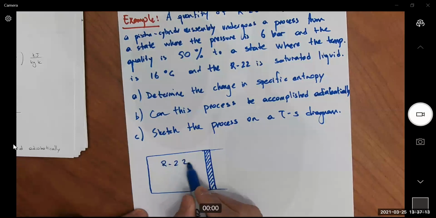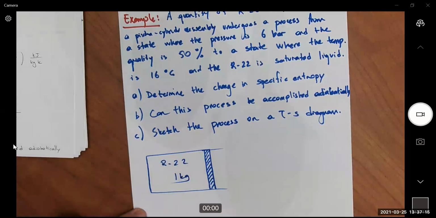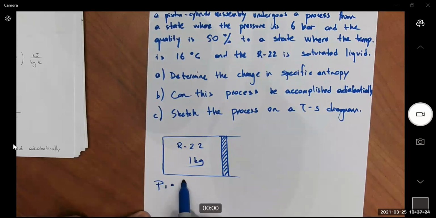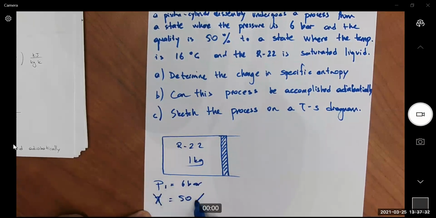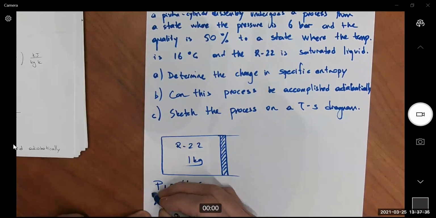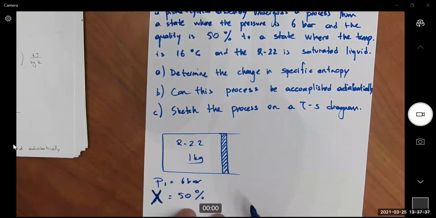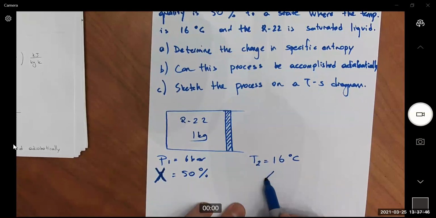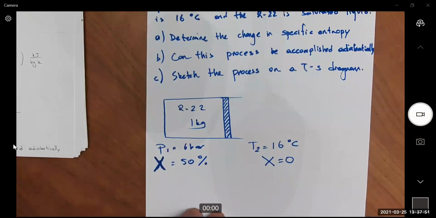I have refrigerant 22 for 1 kilogram mass. I'm going from state 1 to state 2. State 1 conditions: pressure is 6 bar, temperature I don't know, X is 50%. Second state: temperature 16 Celsius, and X is 0.